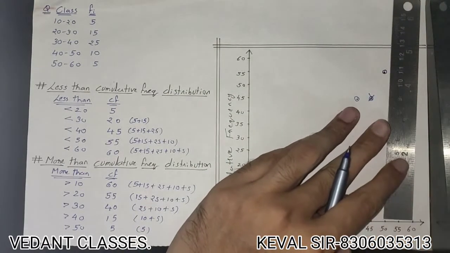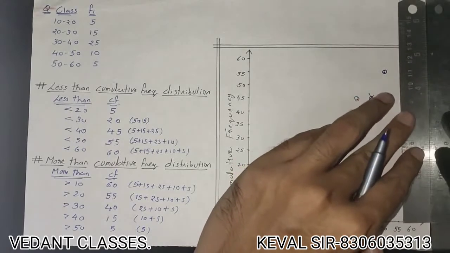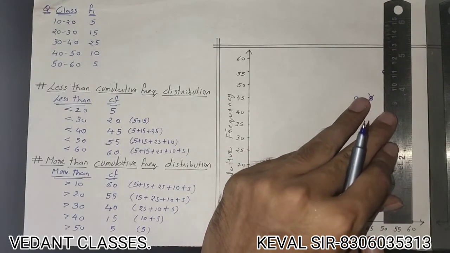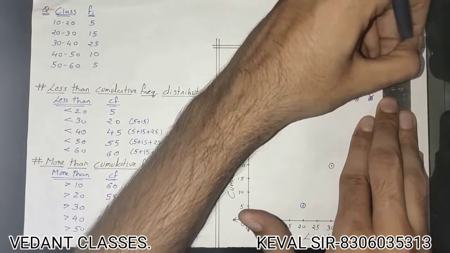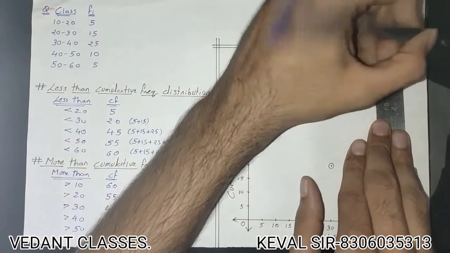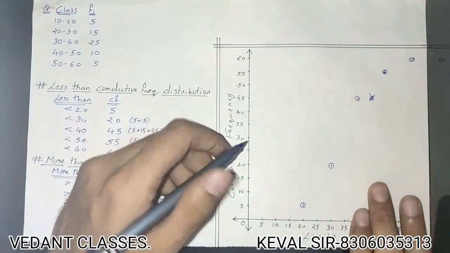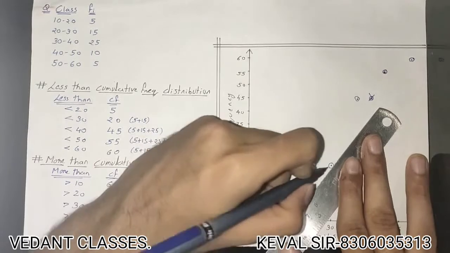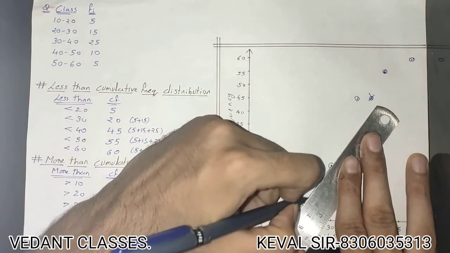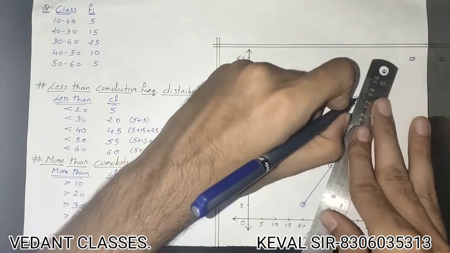Then for 60 it will be 60. So the corresponding value for 60 will be 60, so it will be here. So you just need to join all these points. If you join all these points, you will get a curve like this.